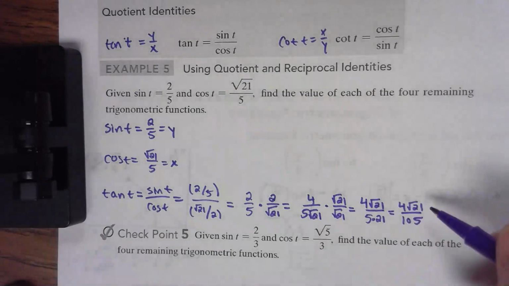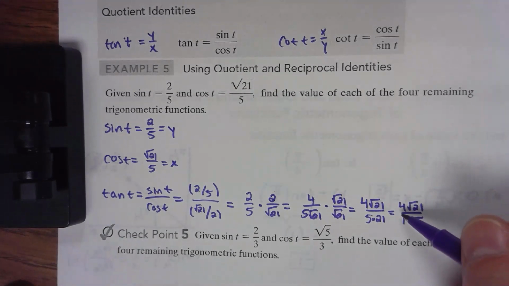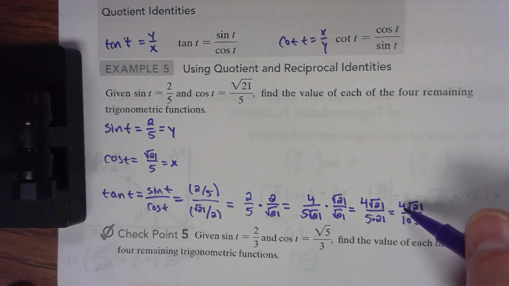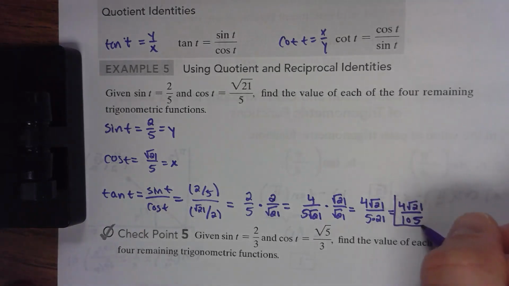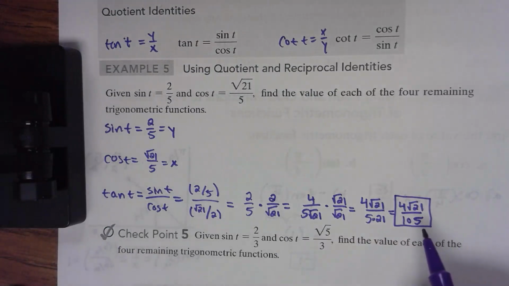And then we would look to reduce this down, although I don't think it's going to be reduced since 4 and 105, 4 is even, 105 is odd. I think that's as far reduced down as we can go, right? So tangent here ends up being a little bit more work.